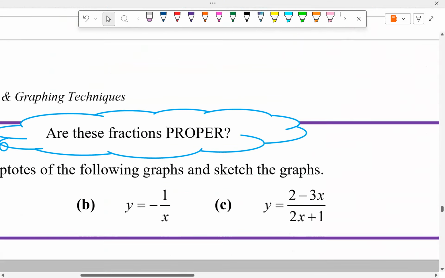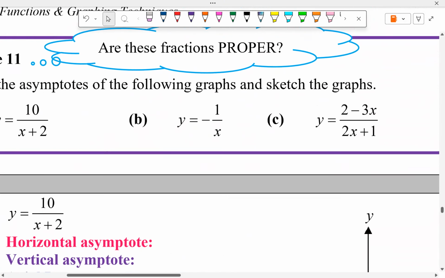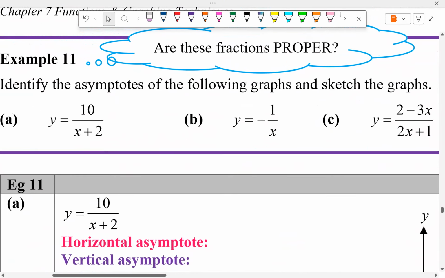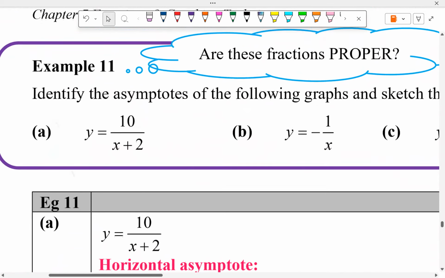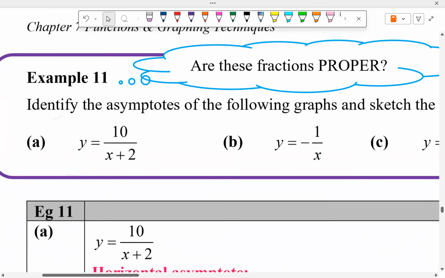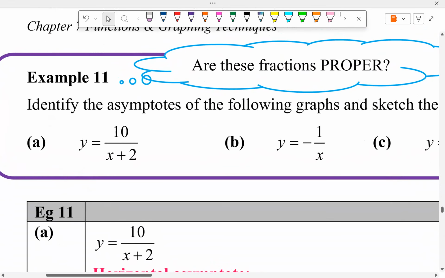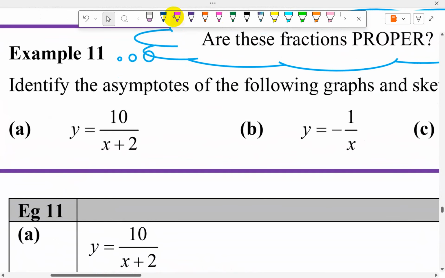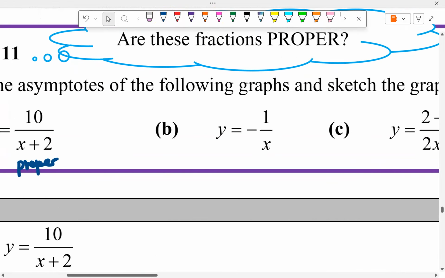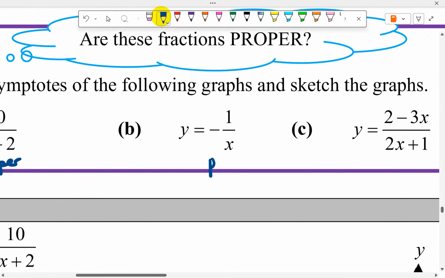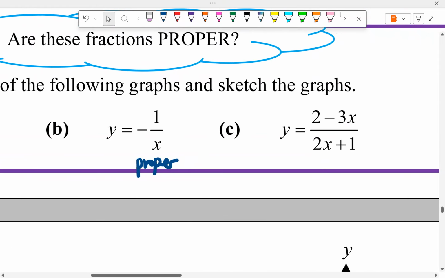Now let's practice with a few more examples to make sure you are very comfortable finding the asymptotes and sketching rational graphs. The first question when you see a rational graph is always to check whether the fraction is proper or not. In this case, this is constant over linear, so this is proper. Take note. This is also constant over linear, so it is also proper already.